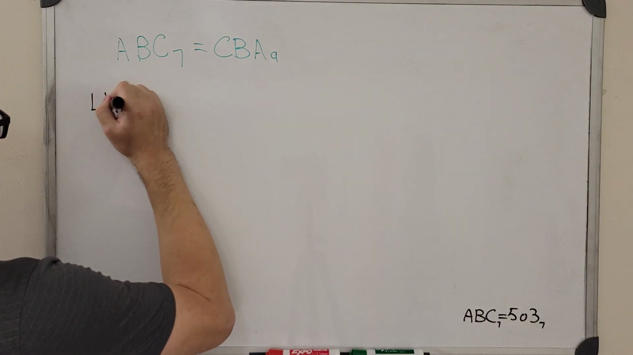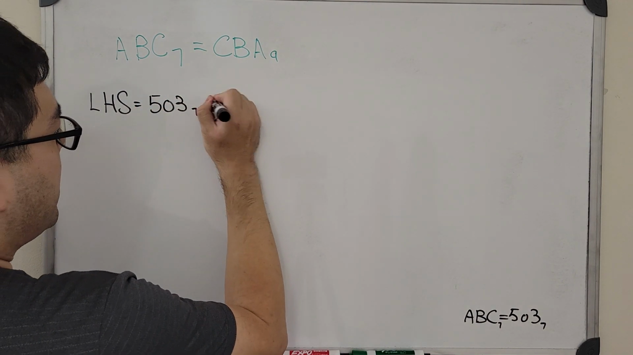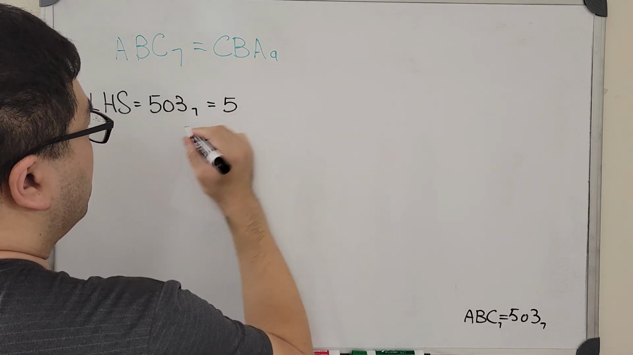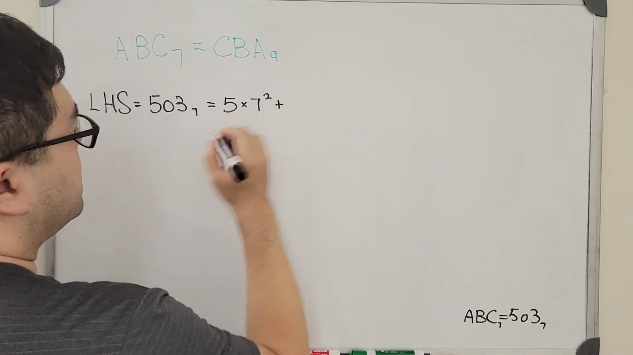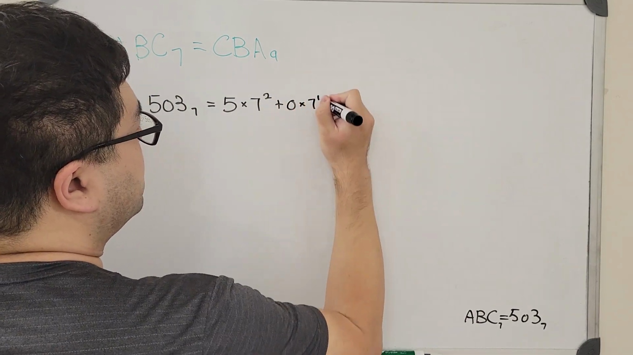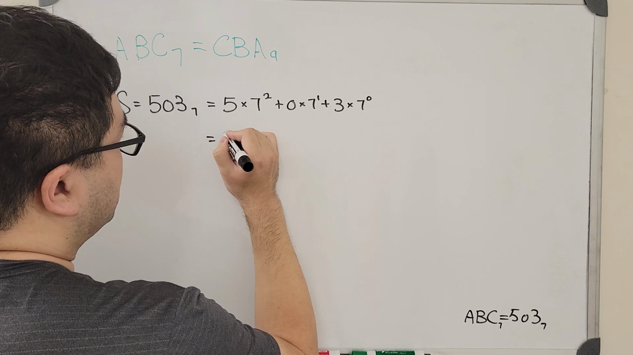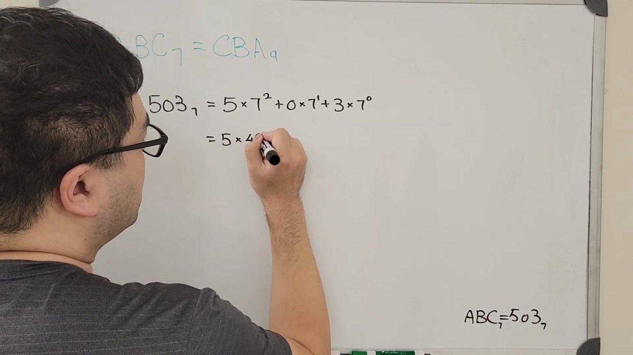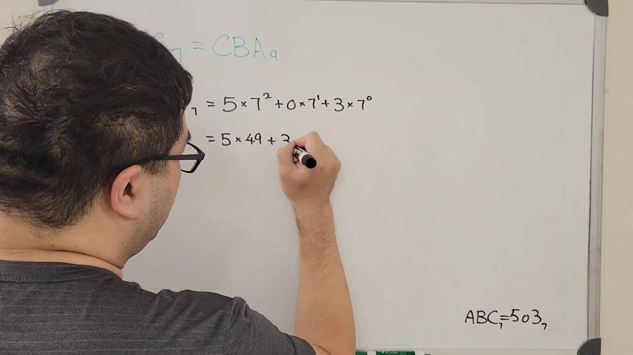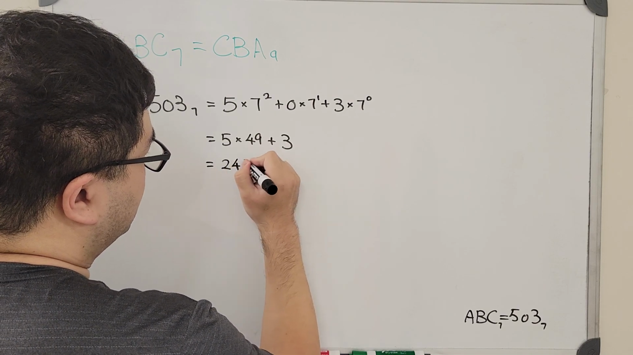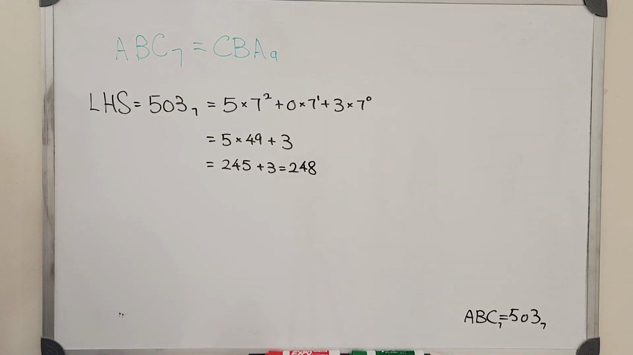So on the left hand side, we have 503 in base 7, and by the definition, we have 5 times 7 to the second power plus 0 times 7 to the first power plus 3 times 7 to the 0th power. As we simplify it, we have 5 times 49 plus 0 for the middle term plus 3 times 1, which is 3. And that will give us 245 plus 3, which is actually equal to 248 in base 10.